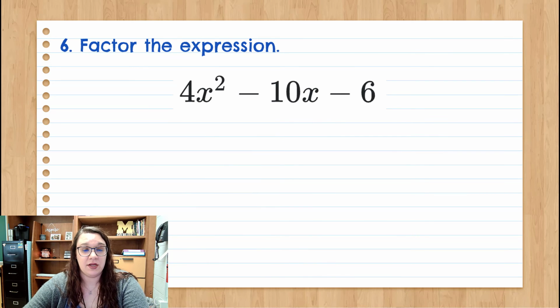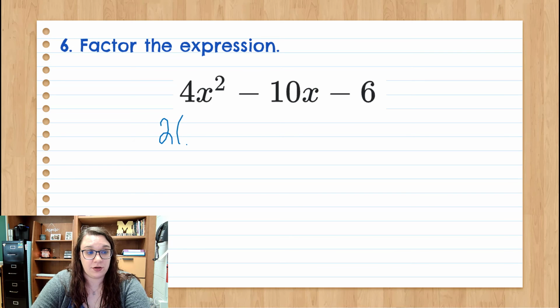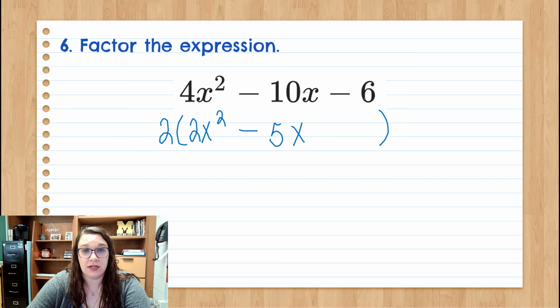Number 6 is already in the right order for me with the squareds, then the x's, and the constants. I do see a GCF that I can pull out. Between 4, 10, and 6, 2 is a common factor. If I pull out a 2, I'm essentially going to divide each term in here by it. 4 divided by 2 is 2. 10 divided by 2 is 5. And 6 divided by 2 is 3. At this point, I'll set up my box.